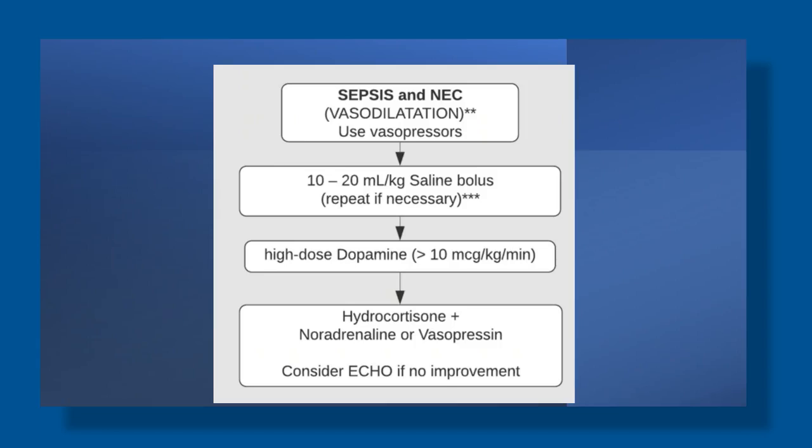So in these babies, you can give 10 to 20 milliliters per kg of saline bolus, and you go for dopamine, high dose more than 10. And if you want further support, then you go for something like noradrenaline or vasopressin, preferably noradrenaline rather than vasopressin, because now you want more tone in the blood vessels. Next slide.